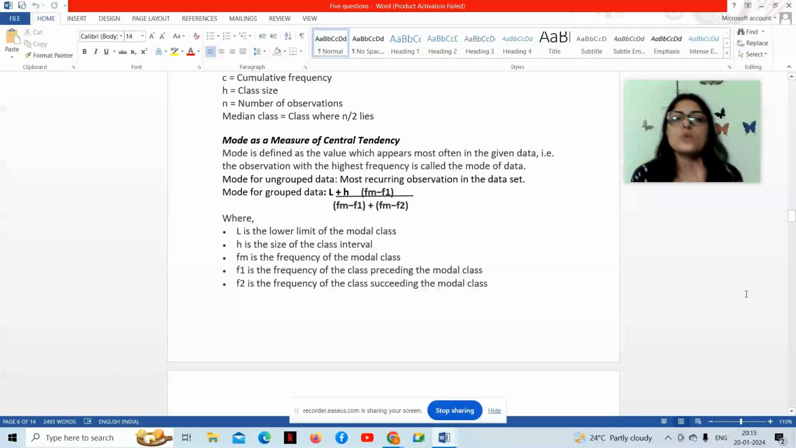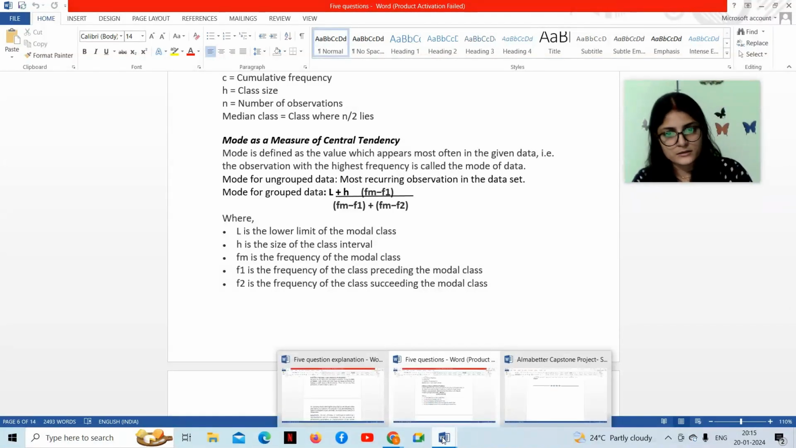Third is mode as a measure of central tendency. Mode is defined as the value which appears most often in the given data set, as I already told you. That is, the observation with the highest frequency is called the mode of the data. This is the formula given, and in this, L is the lower limit of the modal class, H is the size of the class interval, Fm is the frequency of the modal class, F1 is the frequency of the class preceding the modal class, and F2 is the frequency of the class succeeding the modal class.